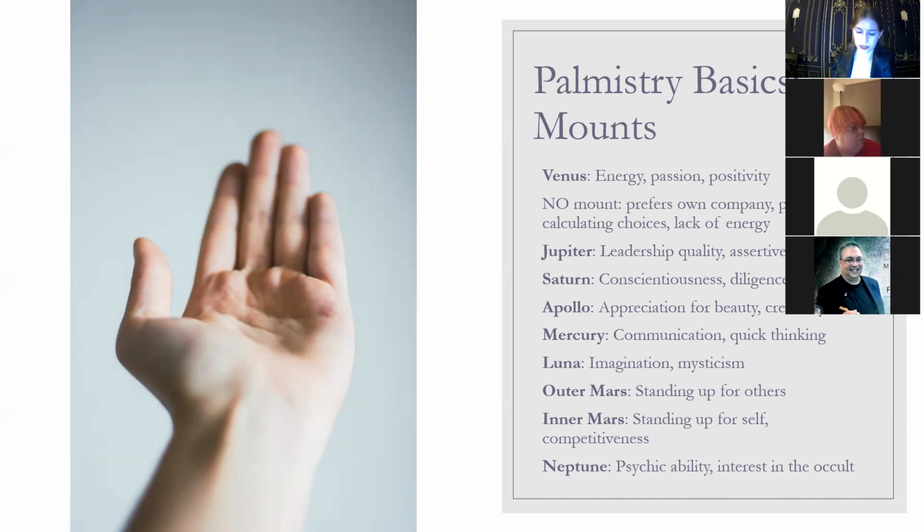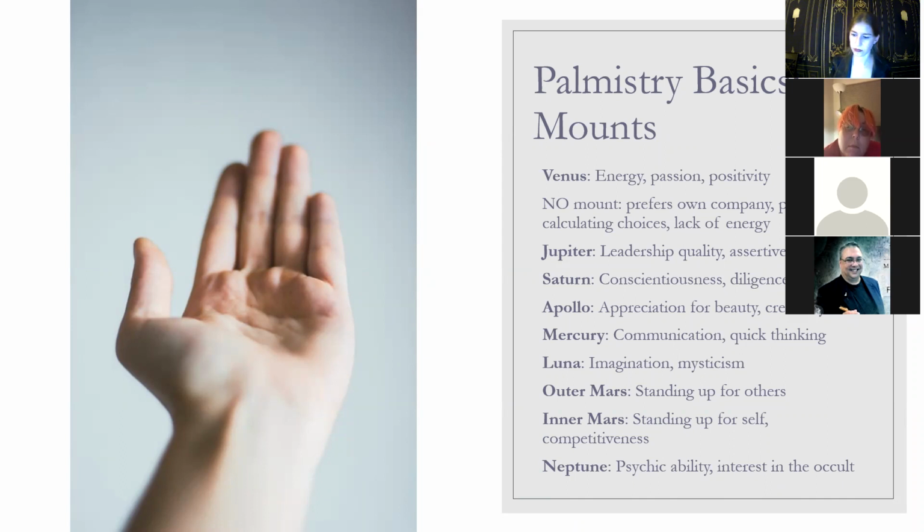Apollo, or the sun, generally it's called the Apollo mount though. It has to do with appreciation for beauty, having a good eye for taste, creativity, expressiveness, and even good relationships with others, like being more harmonious. Finally, on the fingers, you have the Mercury mount. And if that's high and firm, you say that people are good with communication. They might even be good with public speaking specifically because they are quick thinking, they are friendly, and generally well-liked.